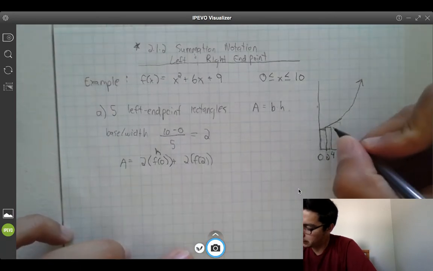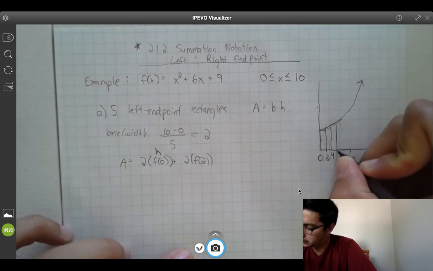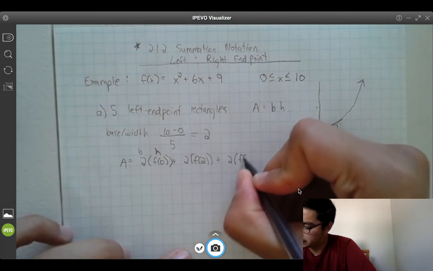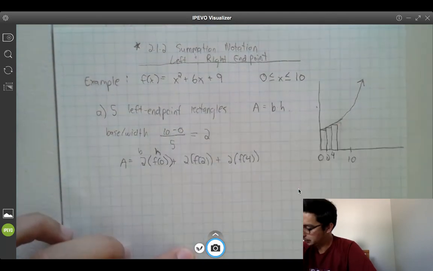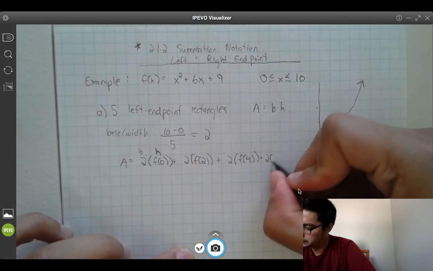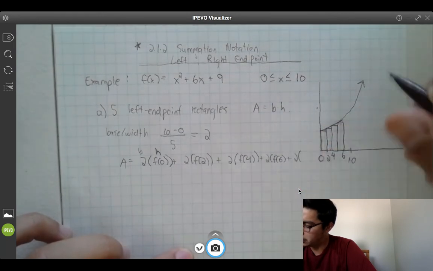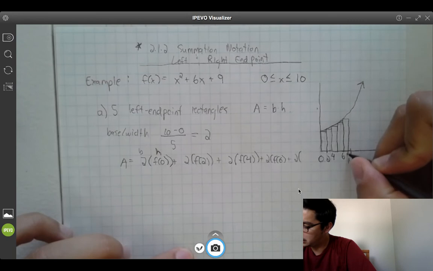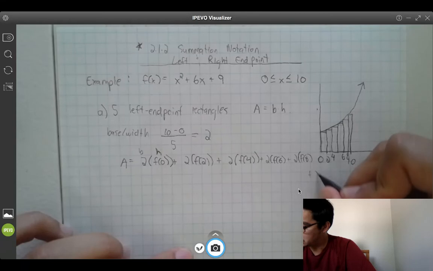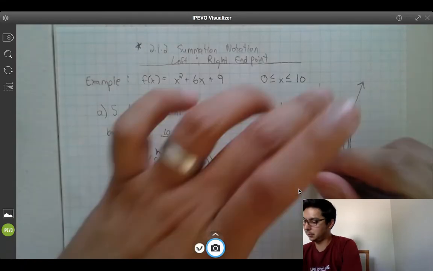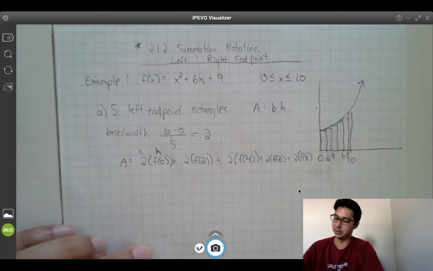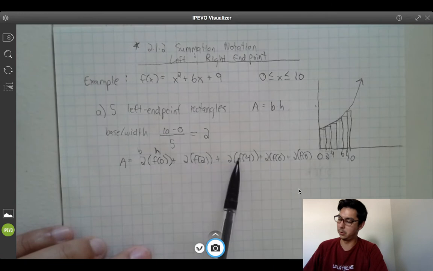And then my next one, I'd go at 4 up to the curve and over. Your base is still 2 for all of them. And the next one would be f of 4. And then the next one at 4 would go over to 6. And after that, it would go over to 8. And 8 would be the last one that gets me to 10. So f of 8 is the last one, because at 8, if you go a width of 2 over, you cover that entire span of 0 to 10. And there are 5 rectangles there, 1, 2, 3, 4, 5.